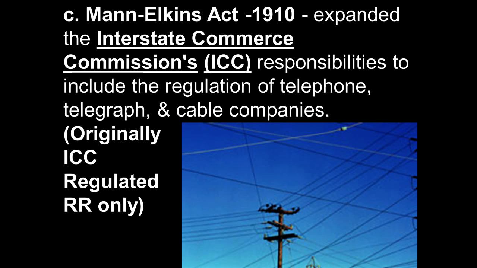All right, the Mann-Elkins Act of 1910 expanded the Interstate Commerce Commission, or the ICC at the time, and their responsibilities now include regulation of phone, telegraph, and cable companies. So nowadays you would think like the FCC, but back then the Interstate Commerce Commission would be the FCC. I'm sorry, the ICC at the time. Originally, the ICC only regulated the railroads, but now they've expanded into what we call utilities now, telephone, cable, all that stuff.